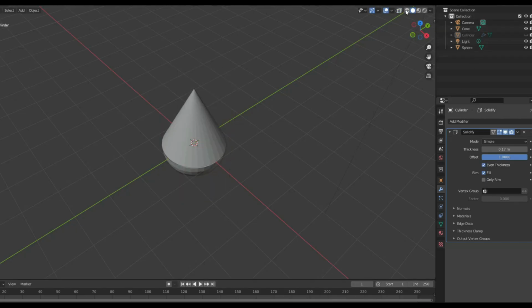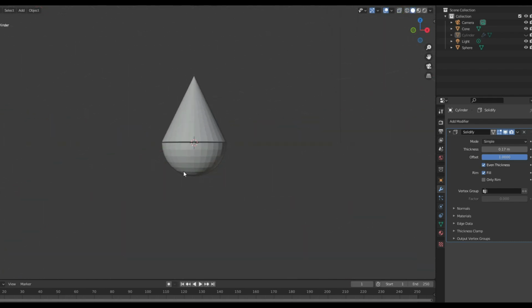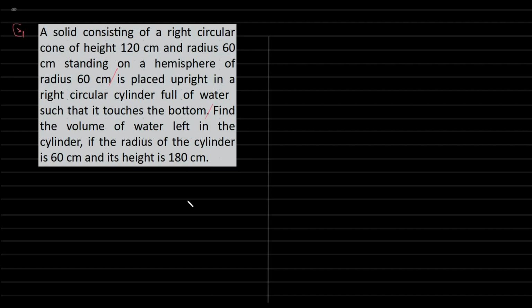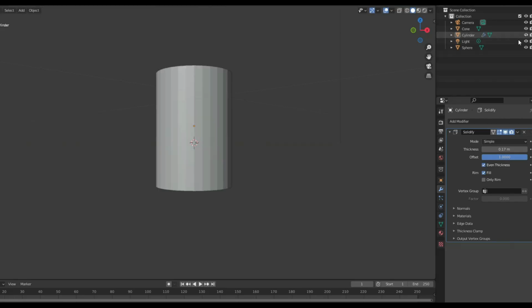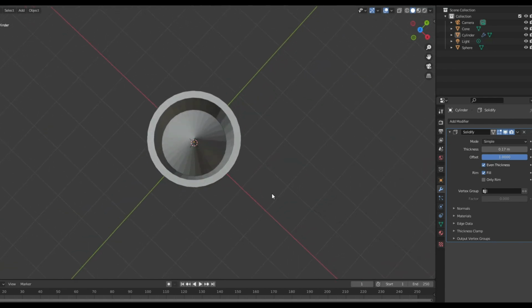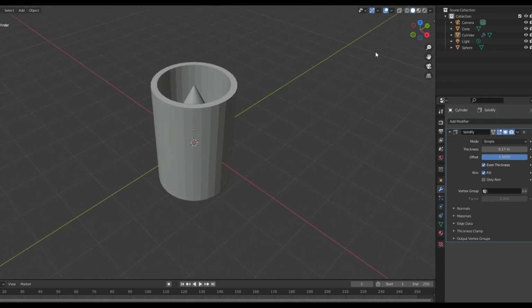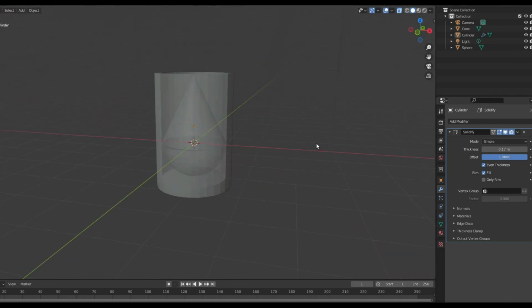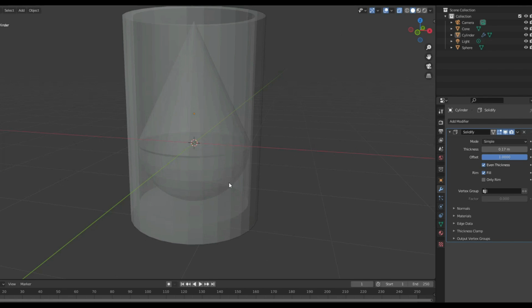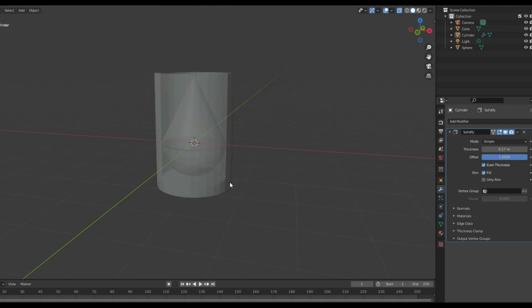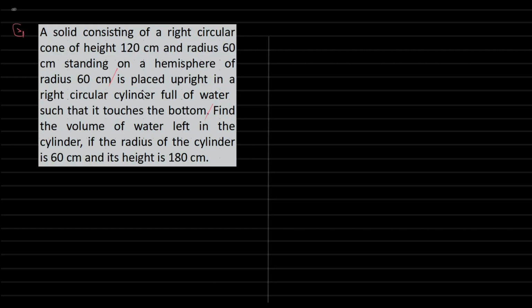So we are looking at this. You have a cone on a hemisphere, right? So this structure is placed upright in a right circular cylinder. What does it mean? It means it is placed inside a cylinder like this. For a better view, it is like this, right? It's placed something like this. So apparently there was water inside this cylinder.